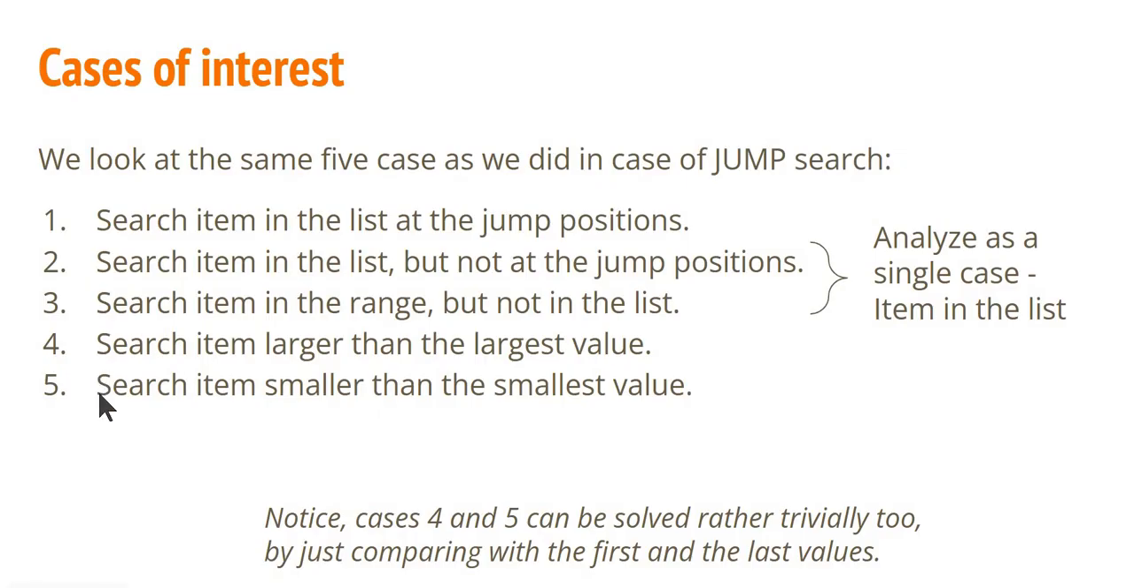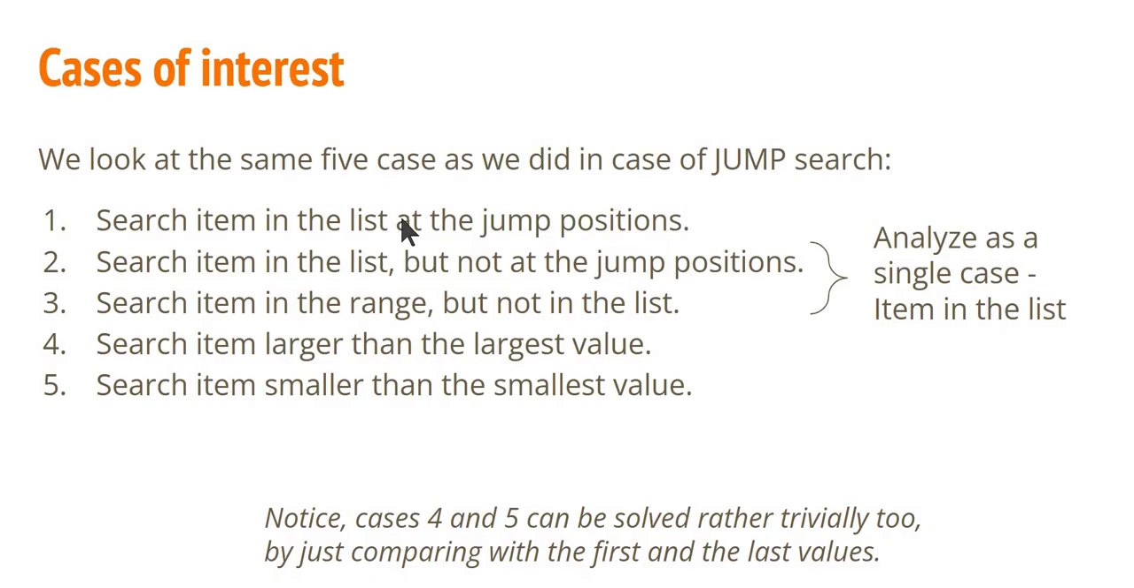Of course, 4 and 5, like we discussed, could be solved trivially, but we let the algorithm solve them. Basically, cases number 1 and 2 in this case, we will analyze together as a single case, which is that item is in the list, because there is no notion of jump values and jump positions over here. So we are going to basically analyze 4 cases.